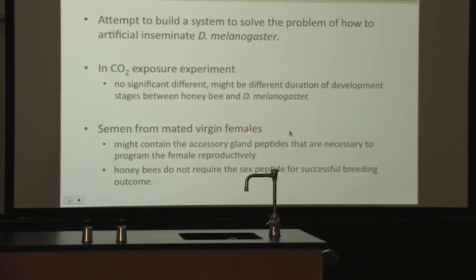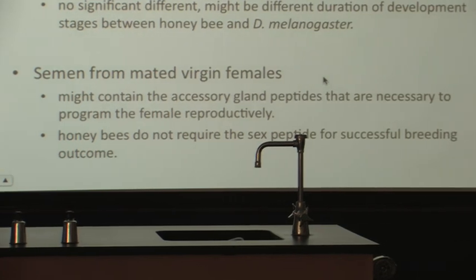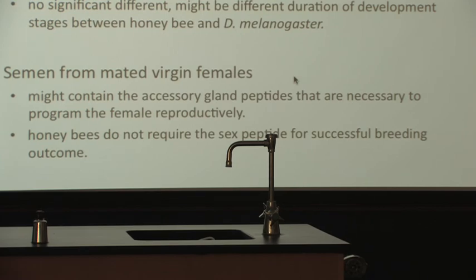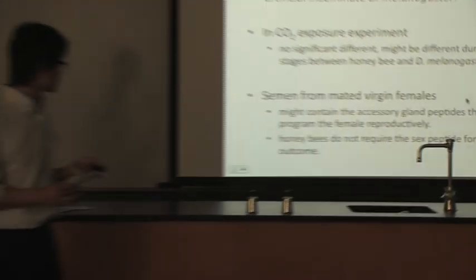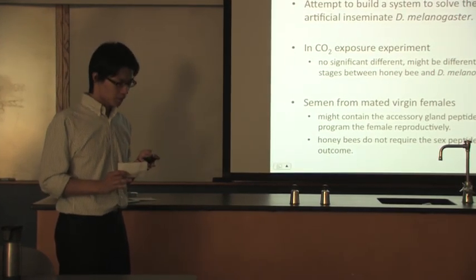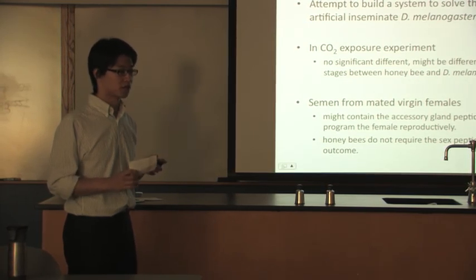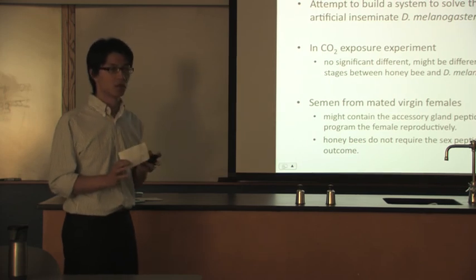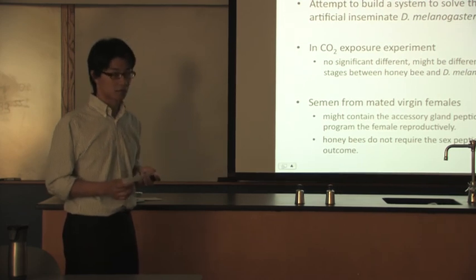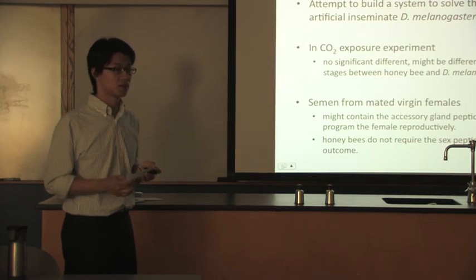In the next experiment, semen from male versus female, we did this experiment because we think that semen from the male versus female may contain the sex peptide that is necessary to program the female's reproductive behavior. But overall, the results could not be repeated successfully. It's interesting to know this, because honeybees don't require the sex peptide for successful breeding outcomes. So maybe this is one reason why artificial insemination of honeybees is easier and possible.